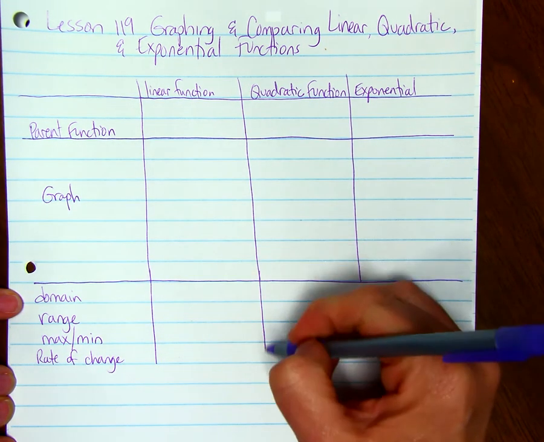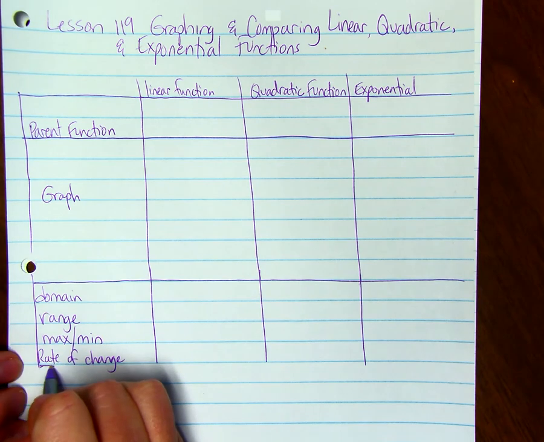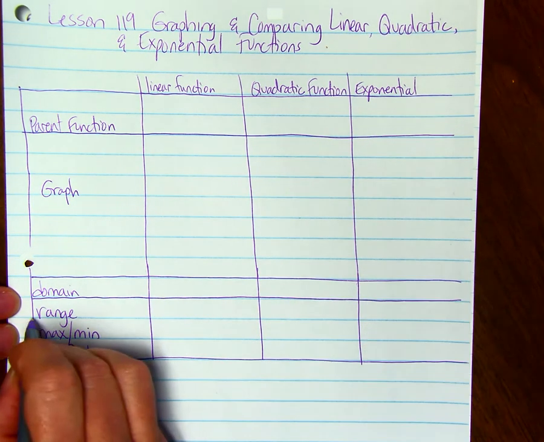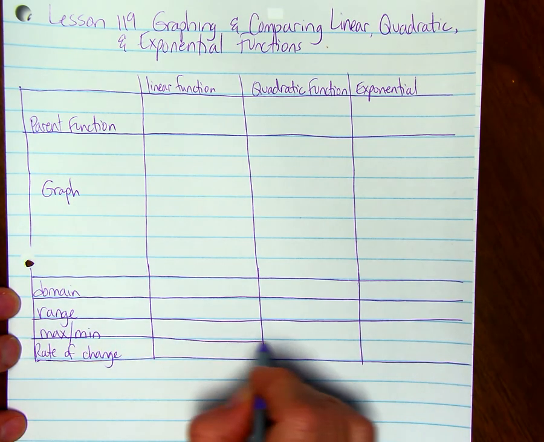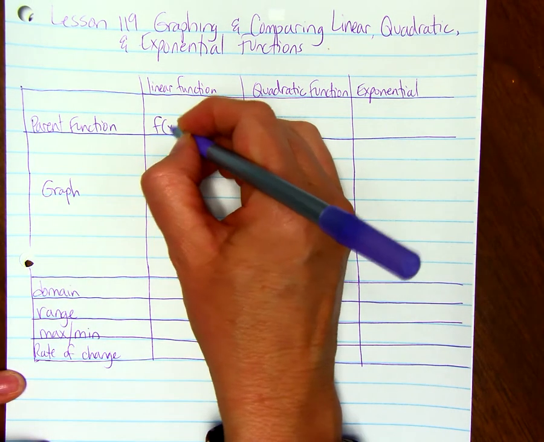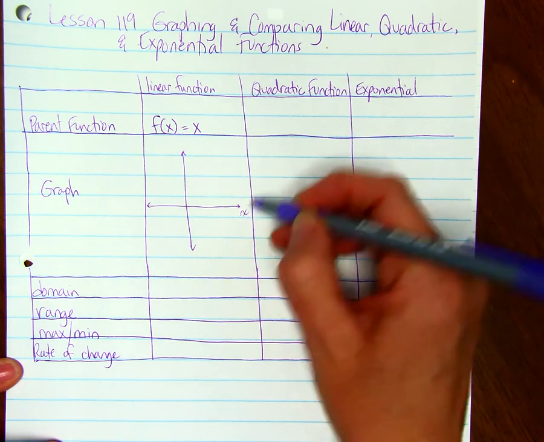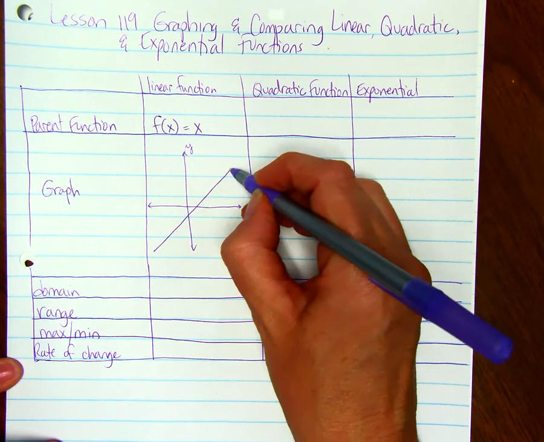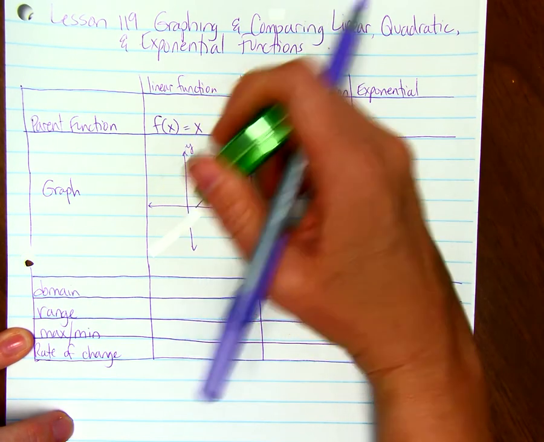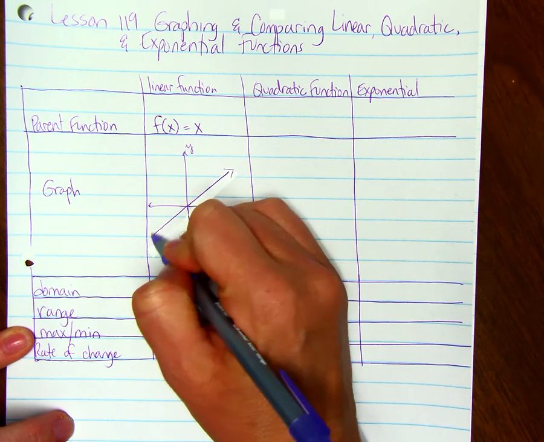So we're going to bring these down, make our table look really nice. Okay, for a linear function, the parent function is f of x equals x. And the way it looks is we put it on an xy axis, and it's just a straight line. Oh no, I drew that wrong. It has to go through the origin. So when you have y equals x, it goes through the origin. It has a positive slope. There we go. That's the parent function.